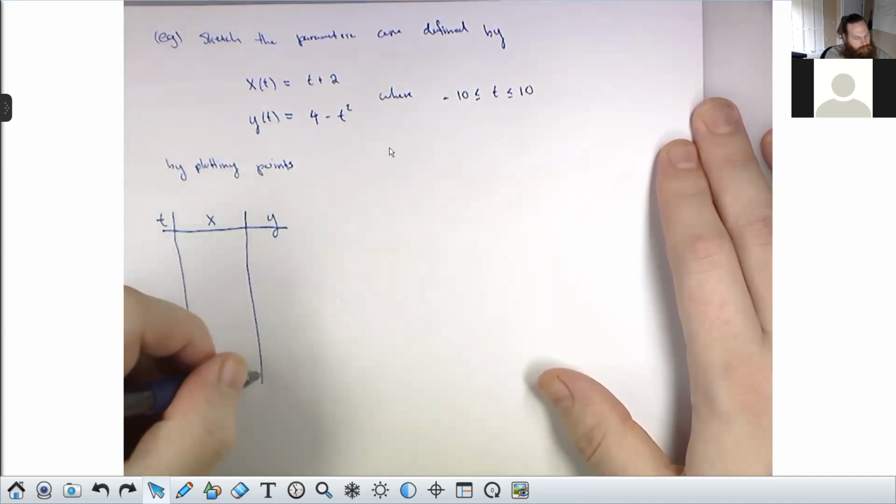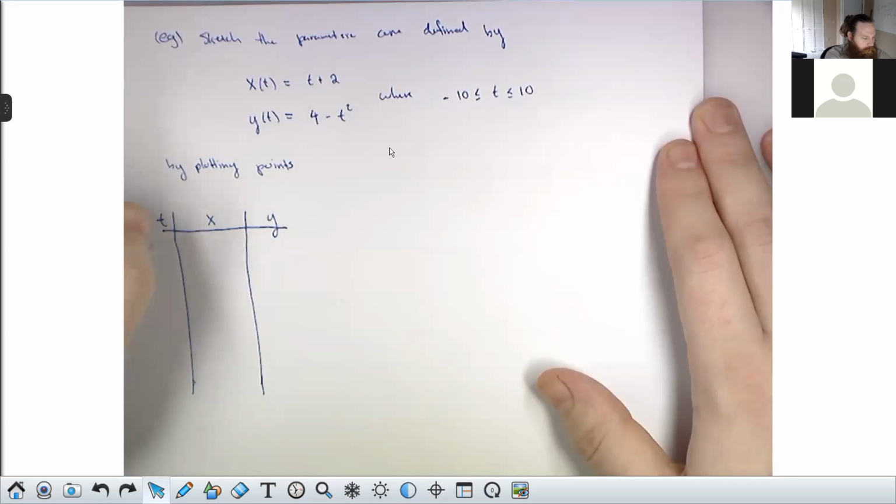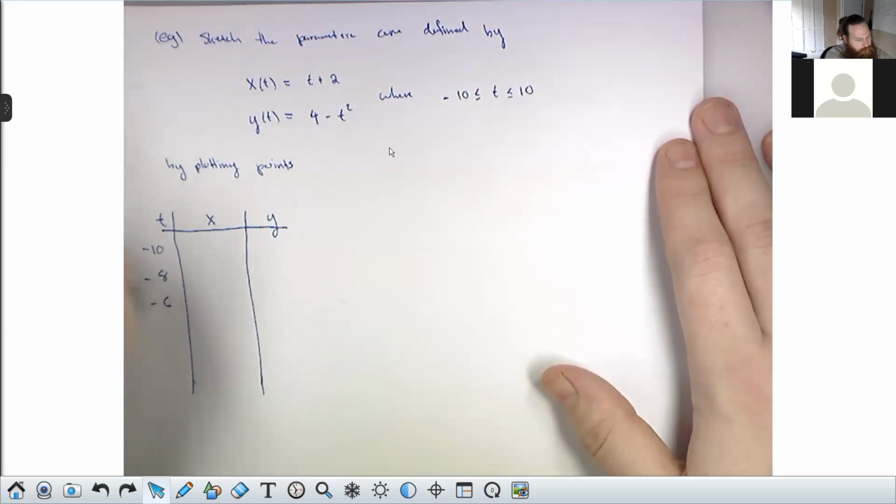So let's do that. -10, let's do maybe, oh, it's okay. Maybe I'll go by 2's, -8, -6. That's going to be too much. We'll just jump around a little bit. Then from here, maybe we'll go to, I don't see any harm in it.